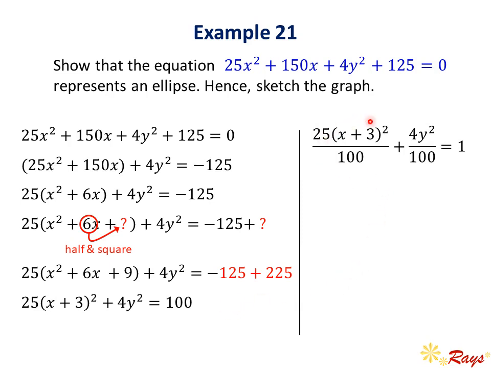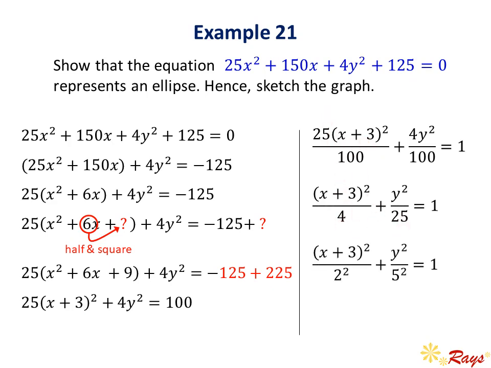The standard equation of an ellipse, this side must always be equals to 1. Therefore, we have to divide everything by 100. Simplify, we get this. And rewrite the denominator into squared form so that we can identify the value of a and b easily. So as you can see, center h, k is -3, 0.